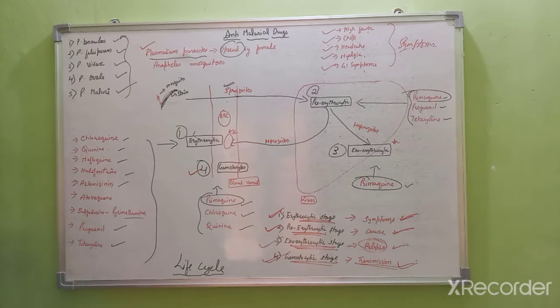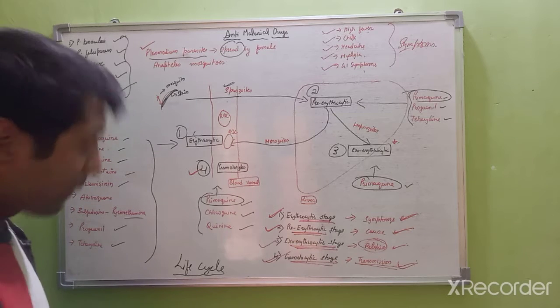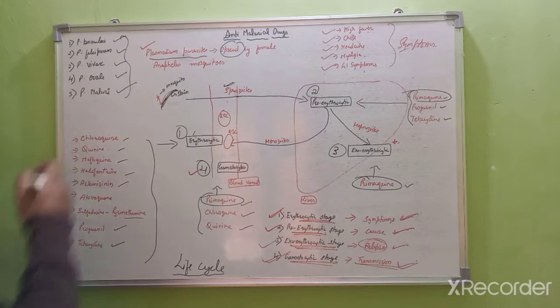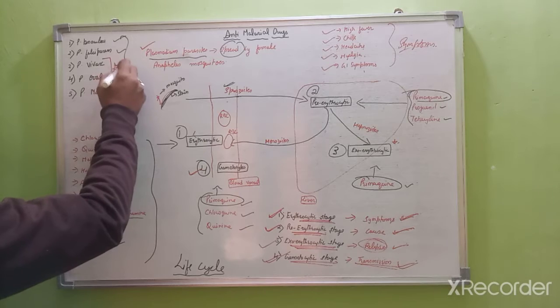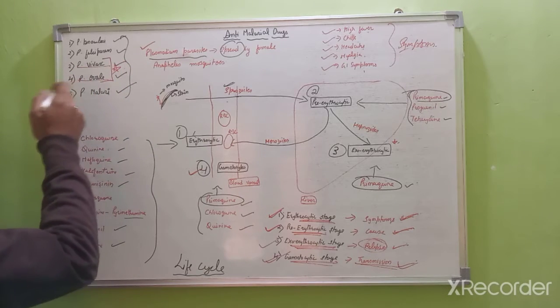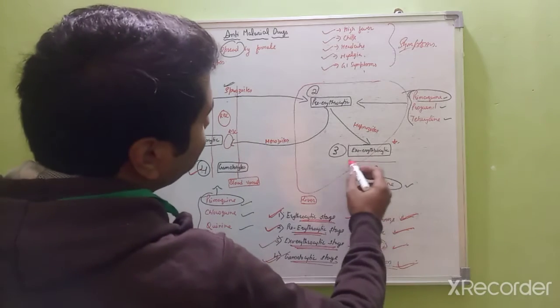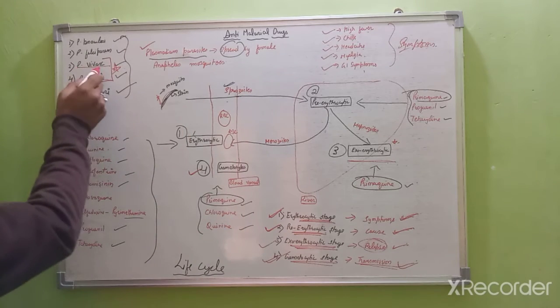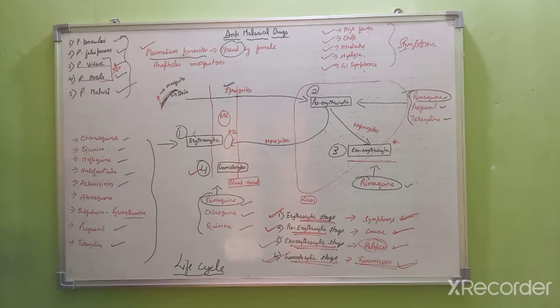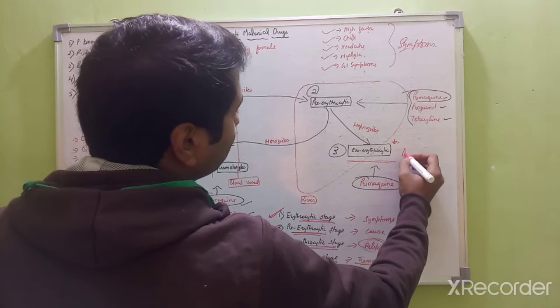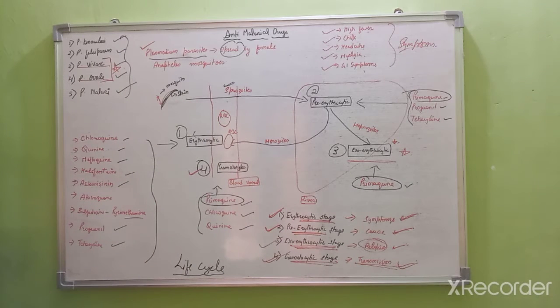So this is all about the life cycle of malaria. The point to be remembered is that Plasmodium vivax and Plasmodium ovale, these two Plasmodium species, will cause relapse. Only vivax and ovale will go into the exoerythrocytic stage and cause the relapse. So now let's discuss these drugs one by one.